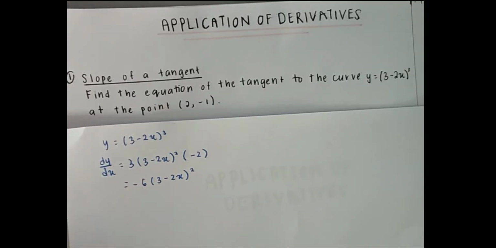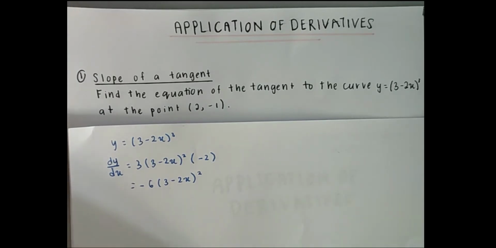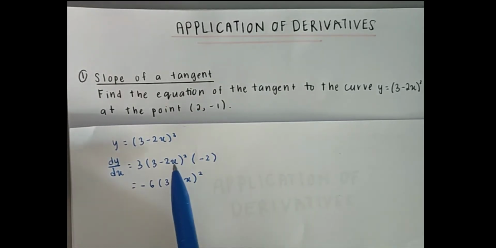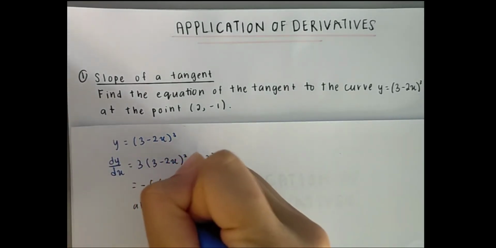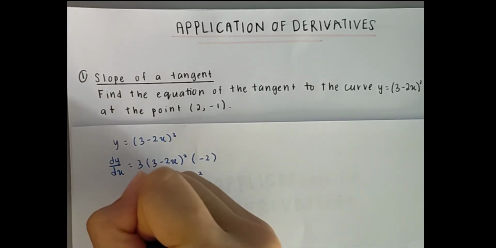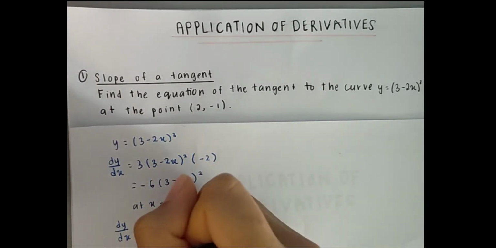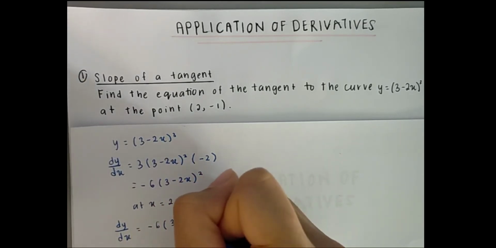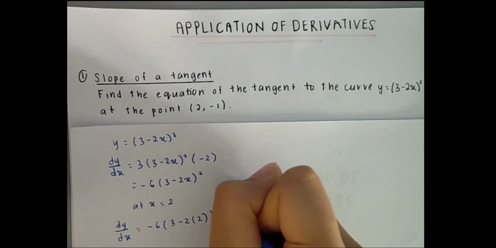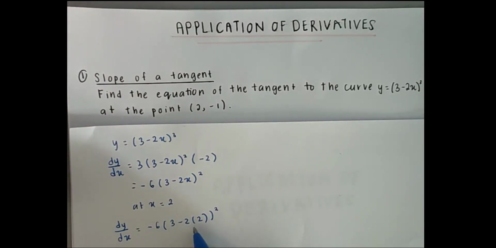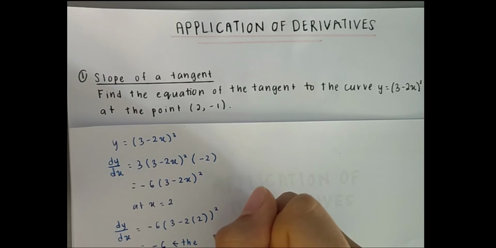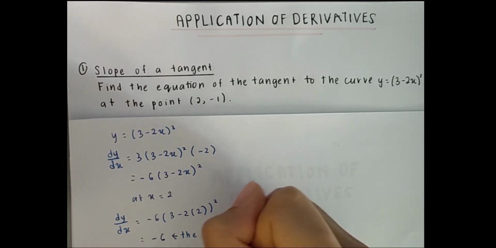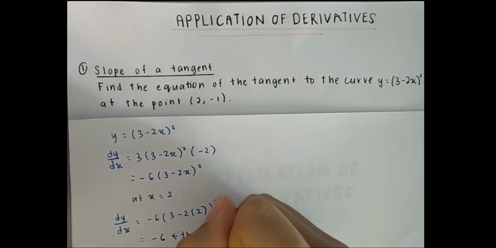To find the gradient of the tangent, we can just substitute the value of 2 inside the equation of the derivative. So at x equals 2, dy over dx equals -6(3 minus 2 times 2) squared. So 3 minus 4 is -1, squared is 1, so we will get -6, which is the gradient of the tangent.